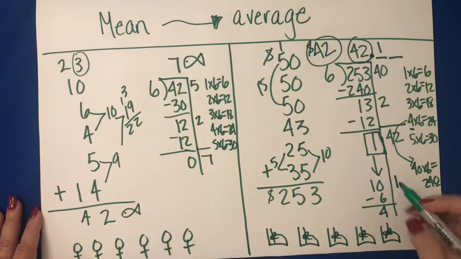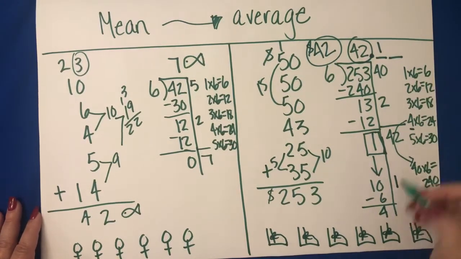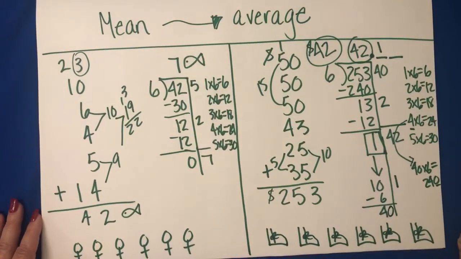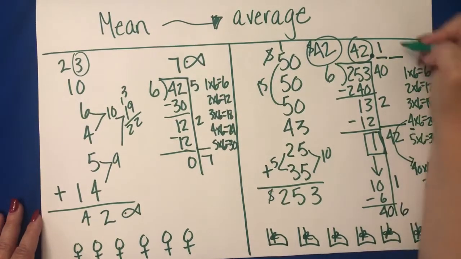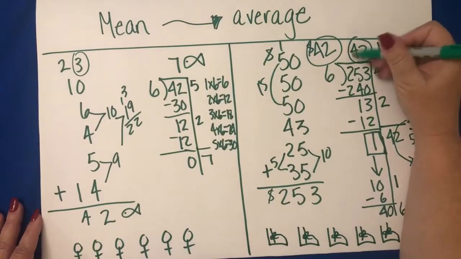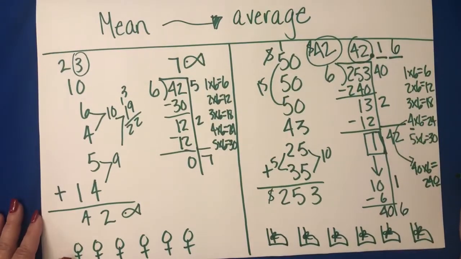Now if you wanted to continue and find the next digit that goes here in the decimal, you just pop a 0 right here. And then we know 6 times 6 is 36. So that would be the next. But I only need 1 more in order to round this dollar amount. Okay, so the average here is $42.